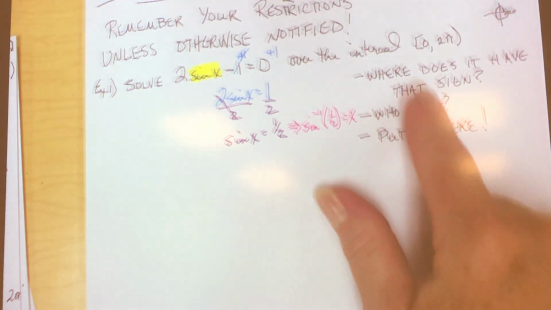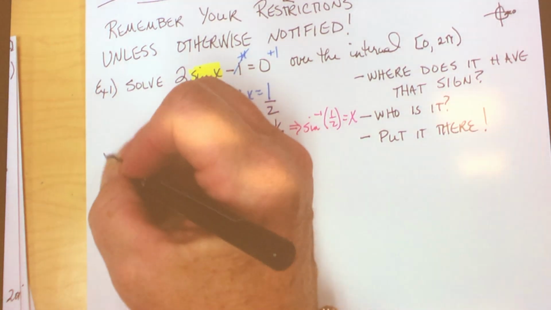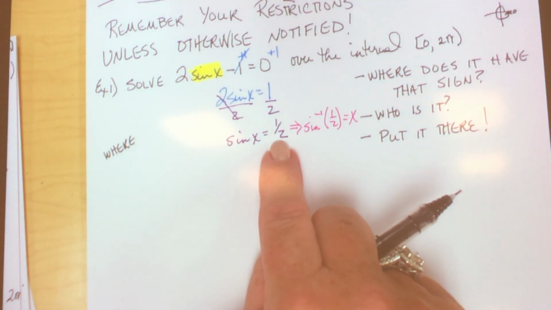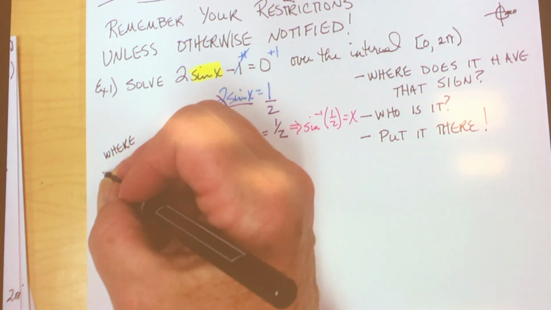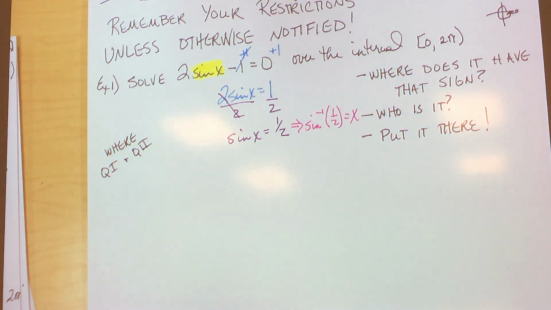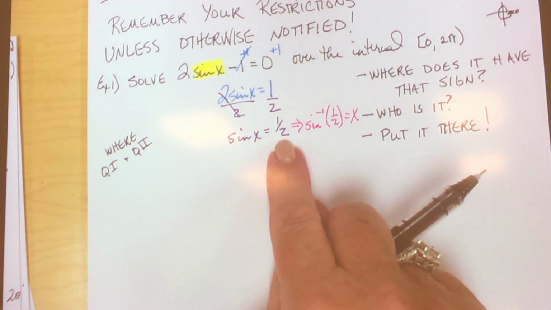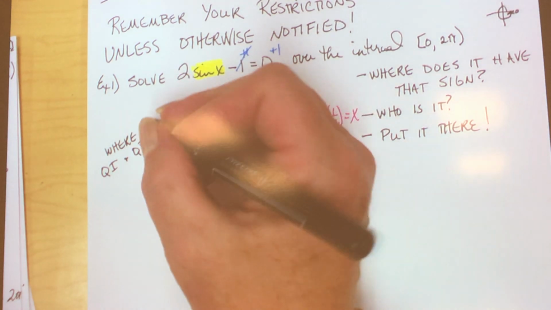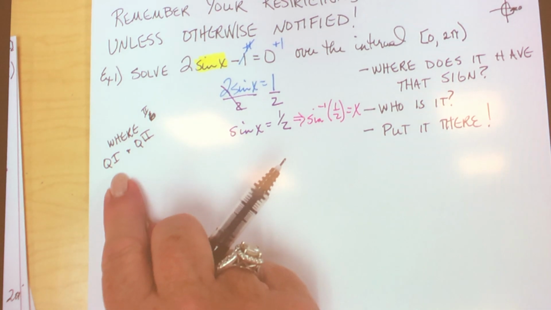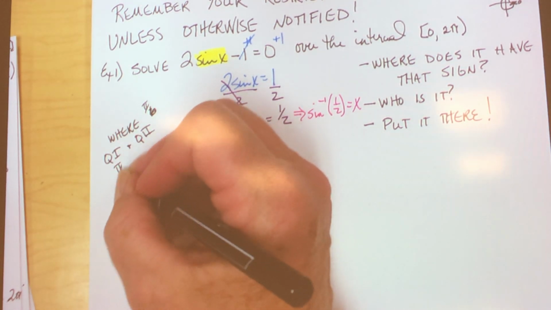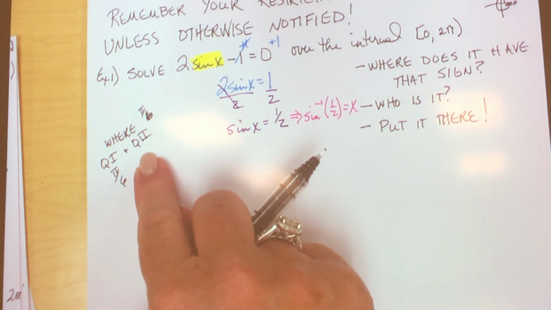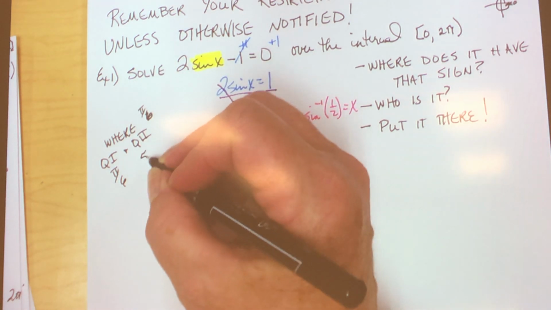All right, so you gotta ask yourself these three questions, okay? The very first question is where? Where is sine positive or negative? Where is sine positive? Quadrant 1 and quadrant 2. Are you with me? Now, who has a sine of 1/2? Pi over 6. So put pi over 6 in the first quadrant. Put pi over 6 in the second quadrant. 5 pi over 6. Okay?